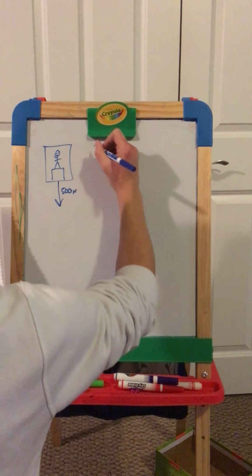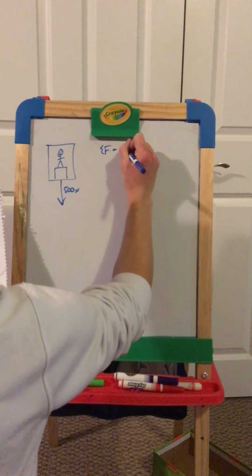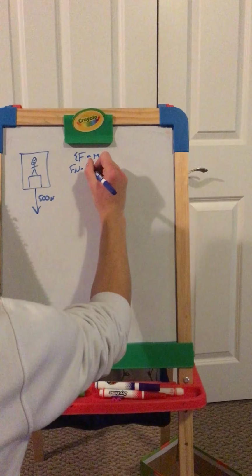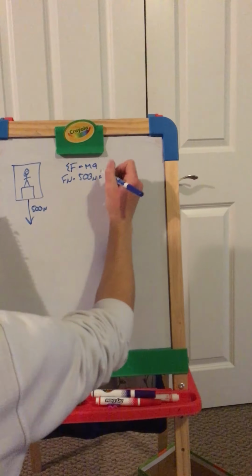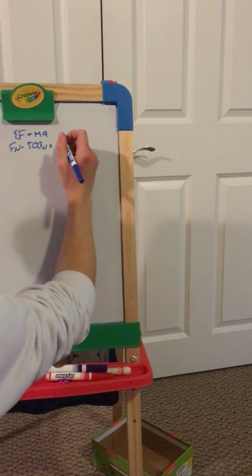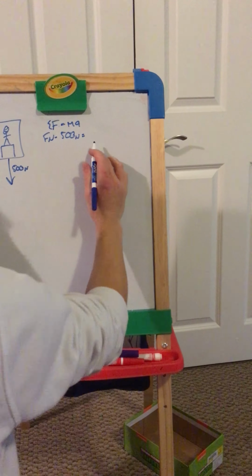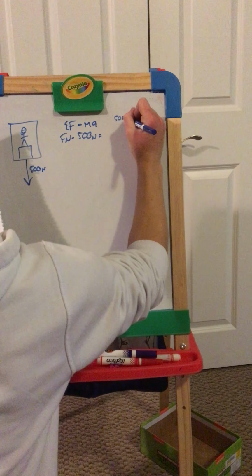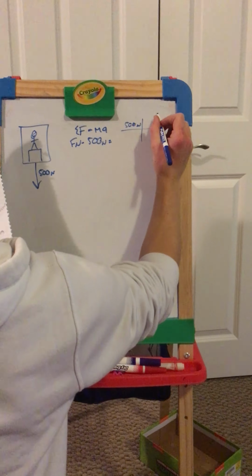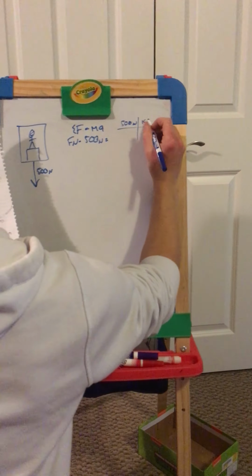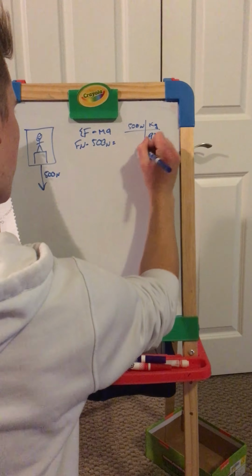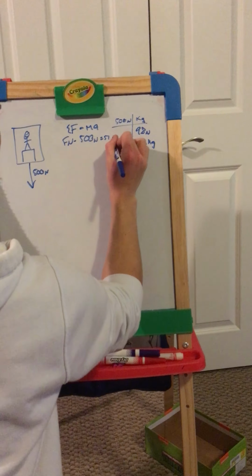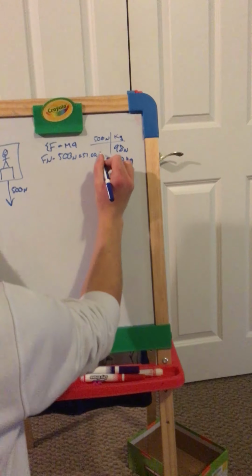Well, first off, we have our original equation: force equals mass times acceleration. The sum of the forces here is the force normal minus the force of gravity, which is 500 newtons, equal to the mass of the man times the acceleration. To figure out the mass, we do a conversion: 500 newtons divided by 9.8 meters per second squared gives us 51.02 kilograms. So that's the mass of the man, 51.02 times the acceleration, which is 2.